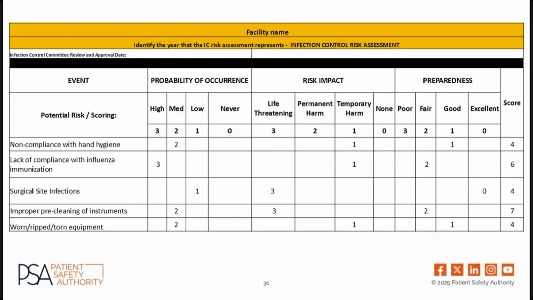And then how prepared are we? We have rated good here. Maybe we feel like we've made this known to staff, and as soon as they see something, they pull it out of use and let us know that we need to get it repaired or replaced. So we end up with a 4 on this.